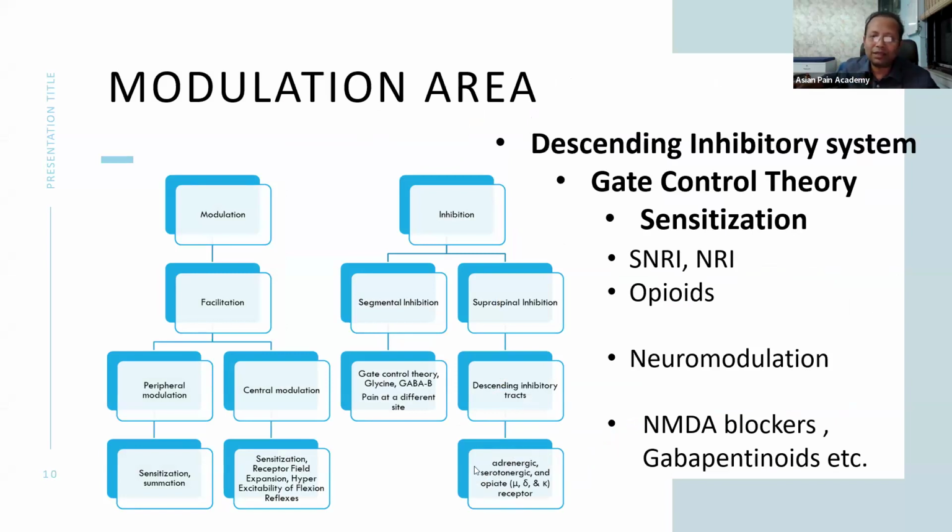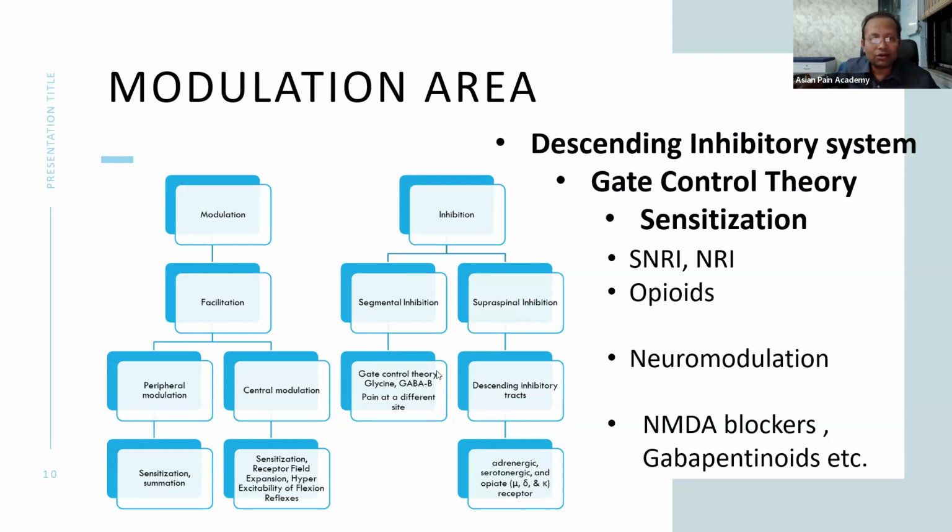There are some drugs like SNRI, NRI, even the NMDA blockers. These also have some additional effect, mainly SNRI and NRI. They work through these phenomena, and they will increase the power of the descending inhibitory tract so that the patient gets less pain.